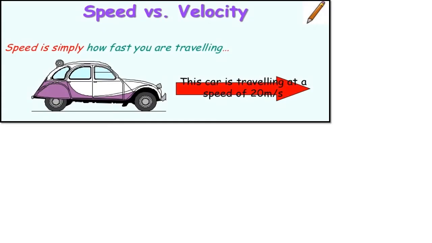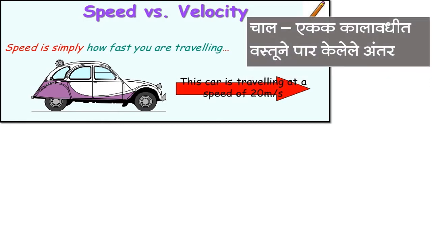Now speed and velocity. Now let us find out what is velocity. Now speed. Speed is simply how fast you are traveling. Now this car is traveling at a speed of 20 meter per second.